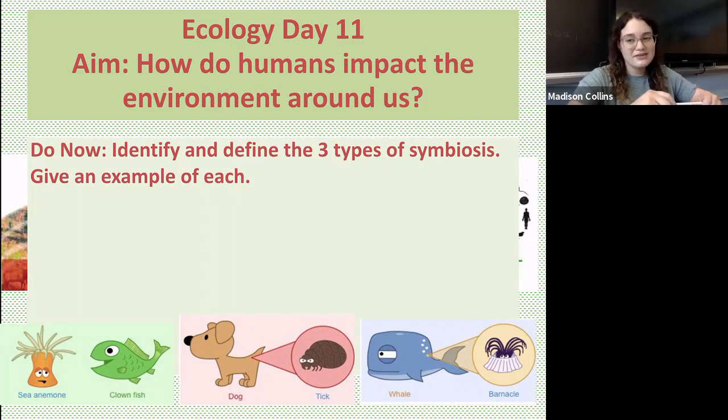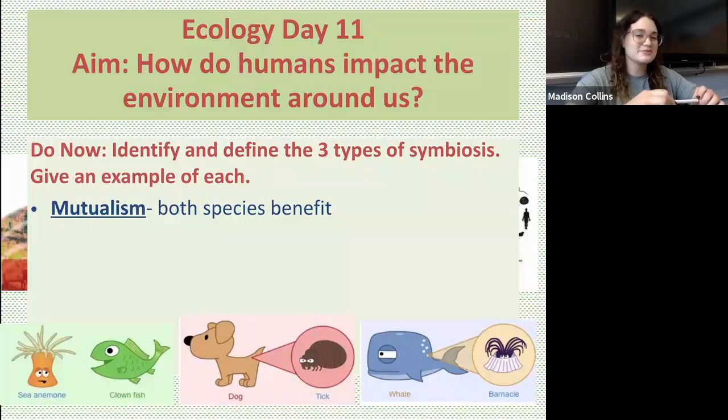All right, so you may have noticed that I gave you a hint as to some examples of symbiosis on this page, but it was up to you to figure out which type of symbiosis each of these are. So the first type of symbiosis is known as mutualism, and this is when both species benefit from this relationship. So an example of mutualism here is going to be this: a sea anemone and a clownfish. Both of these species benefit from their friendship, so it is known as mutualism.